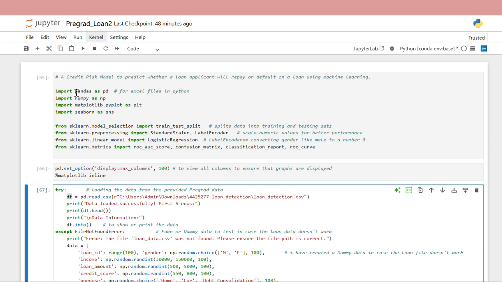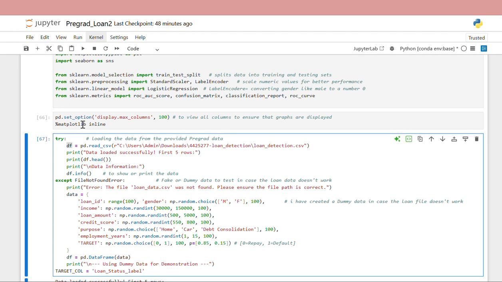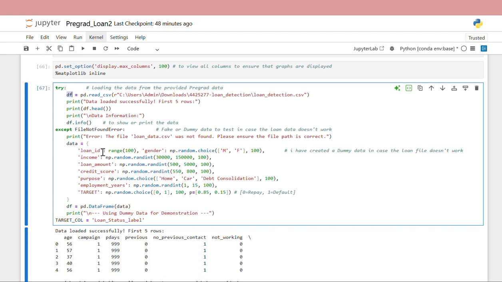First, I have imported all the necessary Python libraries such as Pandas, NumPy, Matplotlib, Seaborn and Scikit-learn. Then I've tried to load the loan database from my computer using the pd.read_csv function, and it is stored in the df variable. If the file was not found, I have created dummy data using random numbers so that the program could still run smoothly. This step shows the project can handle missing or incorrect files properly using a try except block.